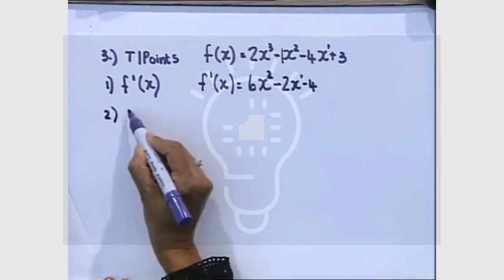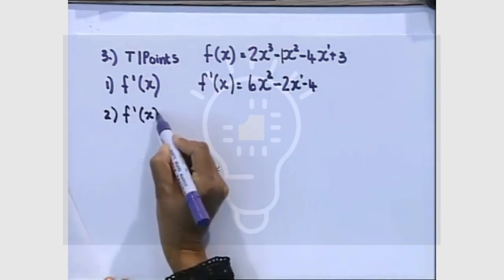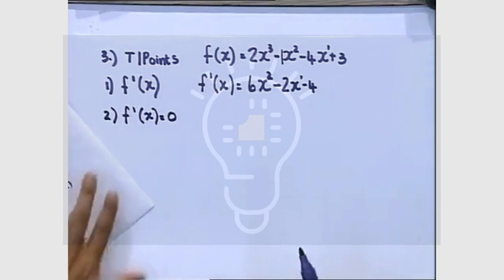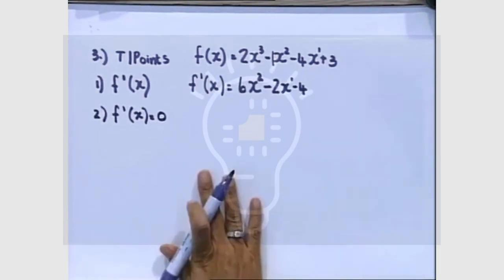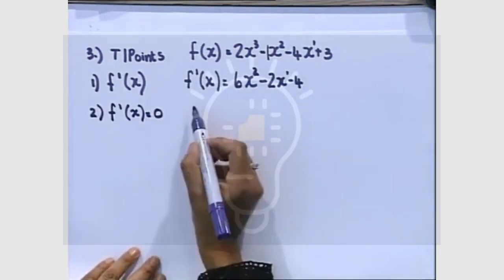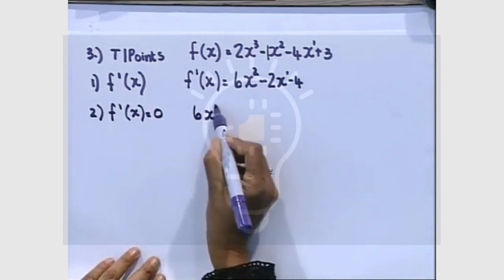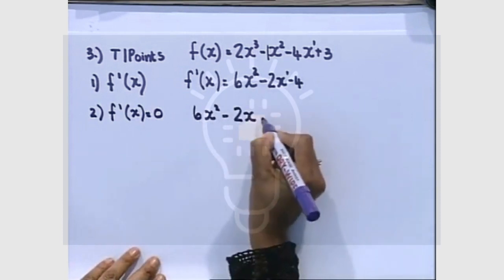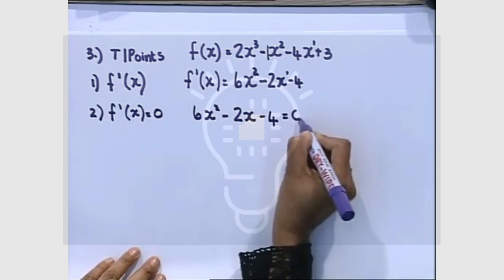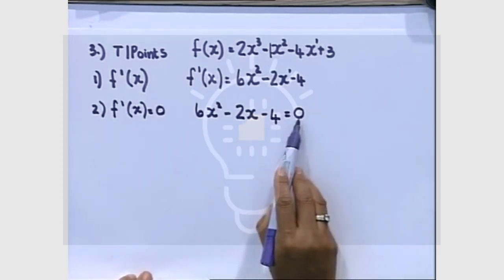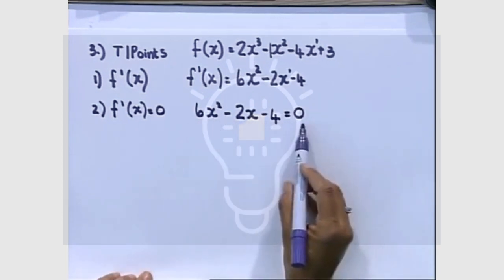Number 2, you make your derivative equal to 0. You are all writing these steps down. Make your derivative equal to 0. Now this is my derivative, so you're going to say 6x squared minus 2x minus 4 is equal to 0. When you make your derivative equal to 0, can you see that you can determine x?